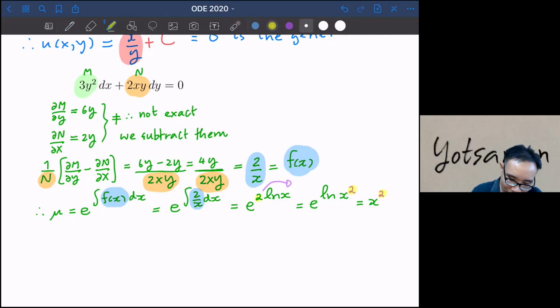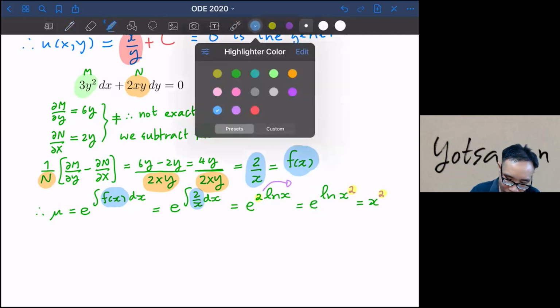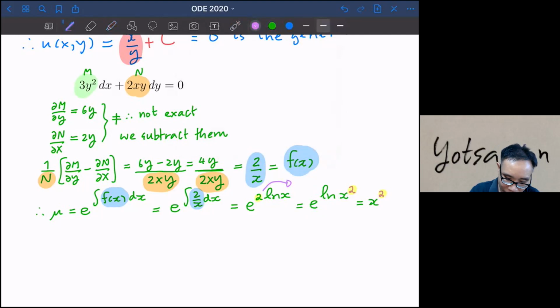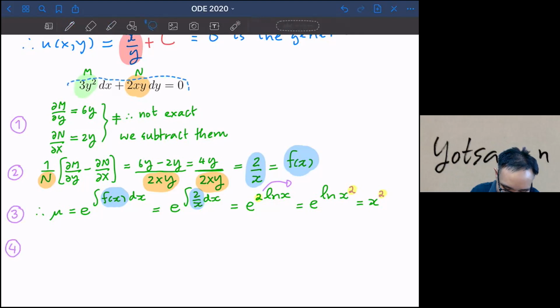So this will be your first step, and this will be your second step, and mu will be your third step. So that is 3 steps so far. And the fourth step will be, you would multiply the whole equation by x squared. So let me try to copy this guy. I'm gonna take the screenshot.